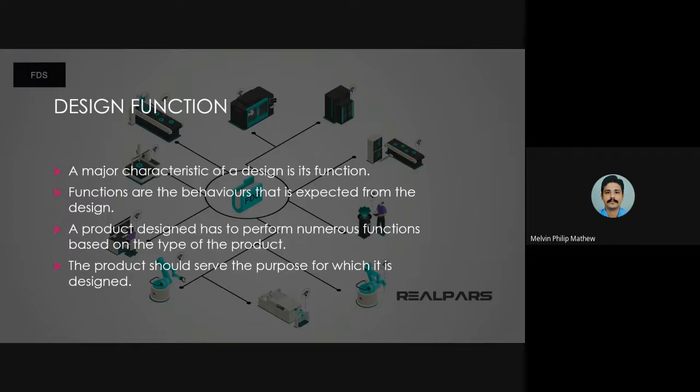So a product design has to perform numerous functions based on the type of the product. So if you are designing a product, it has to perform numerous functions, maybe during a period of time or due to multiple applications. The product has to perform the functions based on the design. So the product should serve the purpose for which it is designed, or else it is a complete failure. So if you are designing a foldable chair, if it fails under a certain load or fails under certain operation, then it is stated to be a failure. So we have to design it in a sufficient way so that the foldable chair or the product does not fail and it serves the purpose for which it is designed.